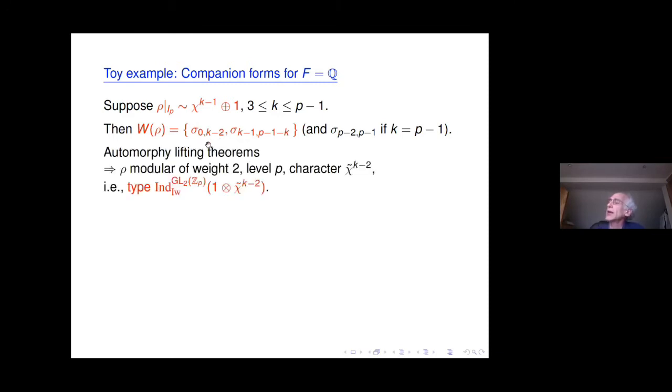And the idea is, instead of proving directly that it arises in weight k, you prove that it arises in weight 2. Use an automorphic lifting theorem to prove that it's modular of weight 2, level P, and character chi tilde, the Teichmuller lift, to the k minus 2. Or in terms of types, it's this principal series type.